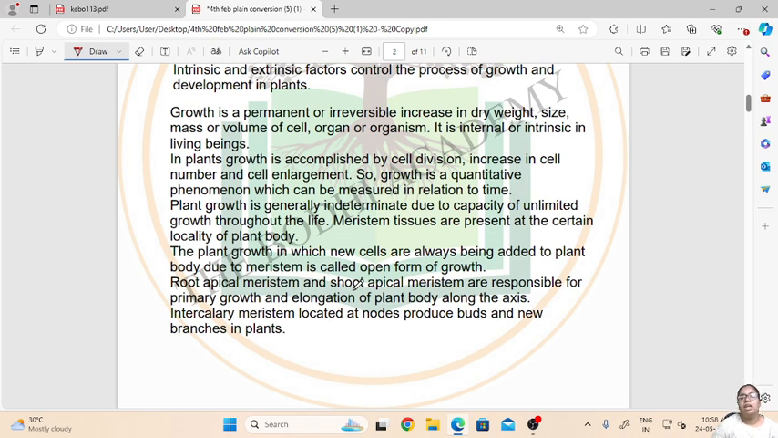So in plants there are tissues named the meristematic tissues. Meristematic tissues are a particular type of tissues which are responsible for continuous division of cells, and they continuously divide and redivide to form new cells, and these new cells further divide to form tissues and then further divide to form the organs and other parts of the plant. And this is how meristematic tissues are responsible for the growth of the plant. So the plant growth, in which new cells are always being added to the plant body due to meristematic cells, is called open form of growth.